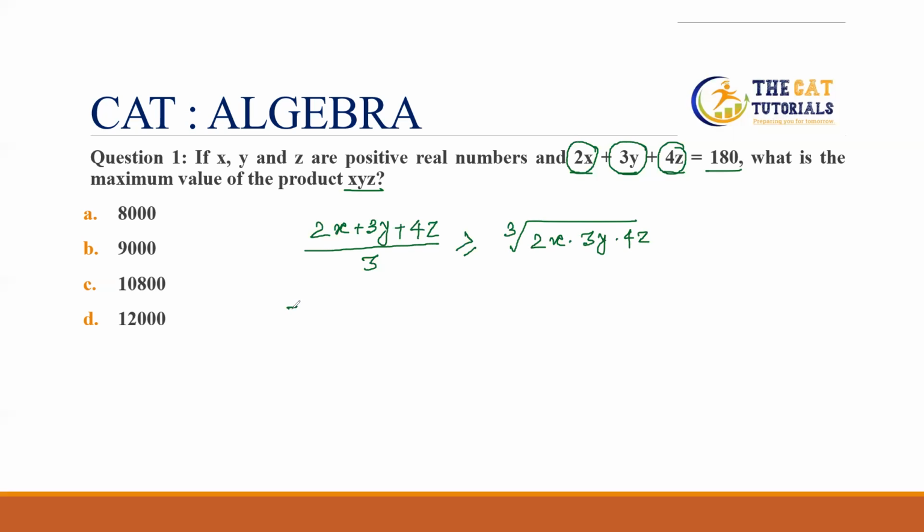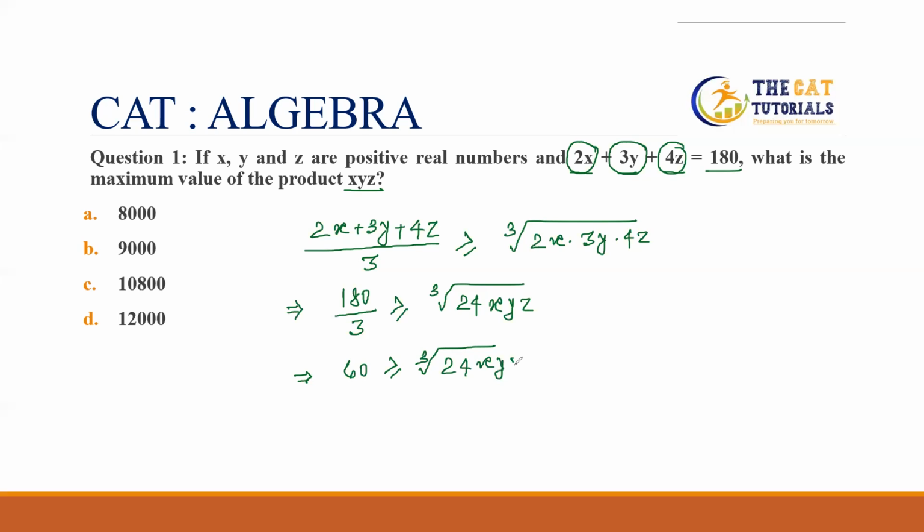Now we can simplify this. We have the value of 2x plus 3y plus 4z, so we can put this value. On the left side, we have 180 upon 3. So 180 upon 3 is greater than or equal to the cube root of 2 into 3, which is 6, and 6 into 4 is 24. So this becomes 24 times x, y, z. When we simplify this, on the left side we have 60. 60 is greater than or equal to the cube root of 24 times x, y, z.